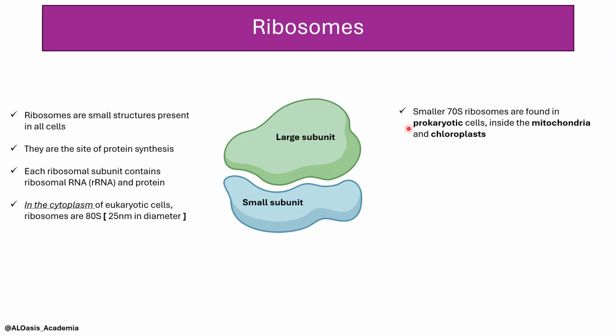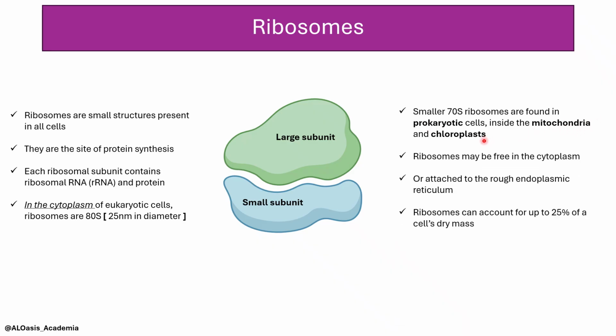In a prokaryotic cell, you will find 70S ribosomes. However, you can find 70S ribosomes also in the mitochondria and chloroplasts. Okay, so 80S ribosomes are always in the cytoplasm, while 70S ribosomes are found in prokaryotes, mitochondria, or chloroplasts.